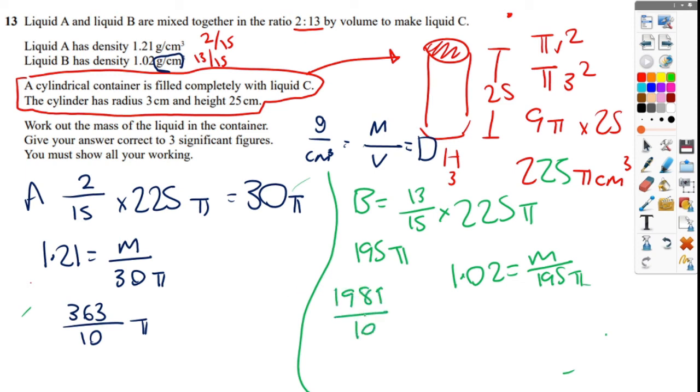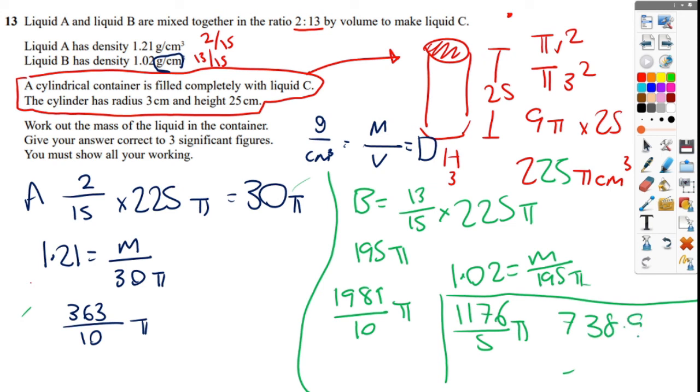1989 over 10 pi. Now what I need to do is add both my fractions together, because that's going to be my component of A and my component of B, which have slightly different masses. 363 over 10 pi plus 1989 over 10 pi gives me the answer 1176 over 5 pi. Of course, it asks for significant figures. So if I change it to a number, I get 738.9025. 3 significant figures is 1, 2, 3, and that 9 pushes it up. So my answer is going to be 739.